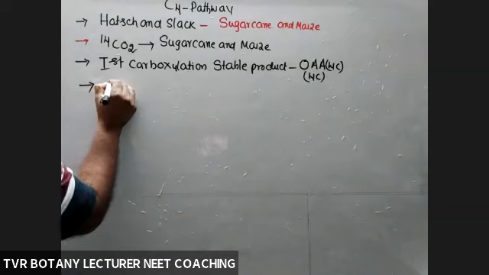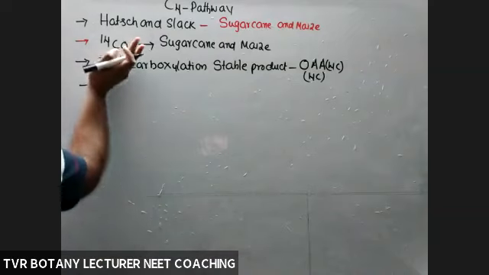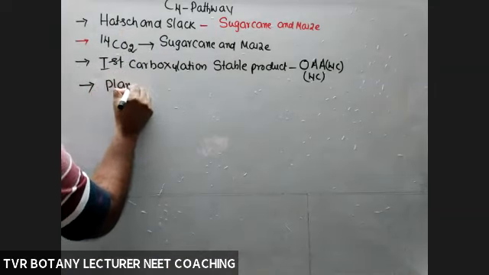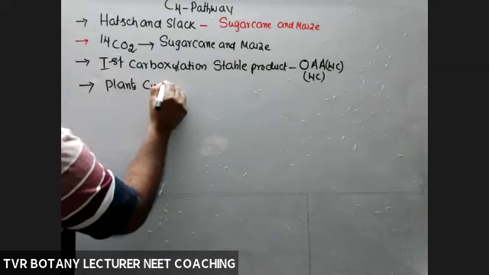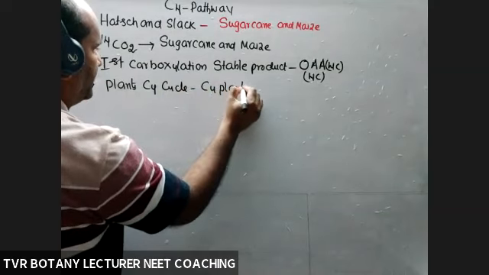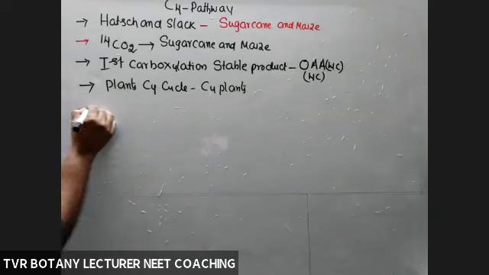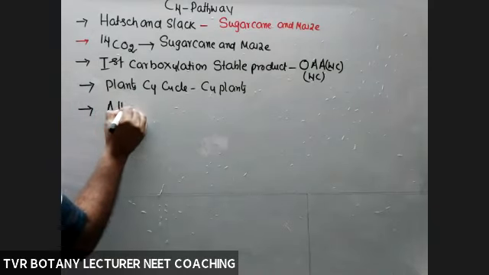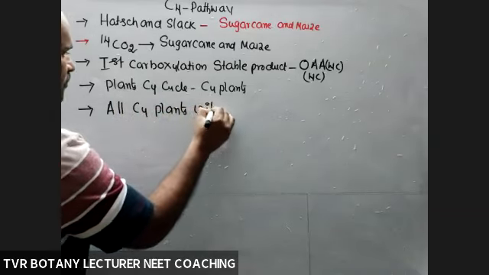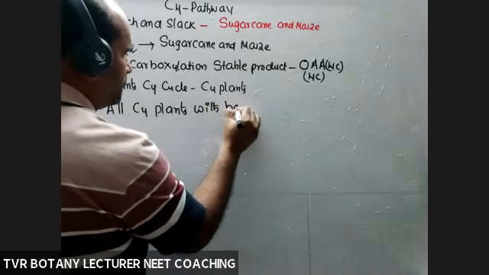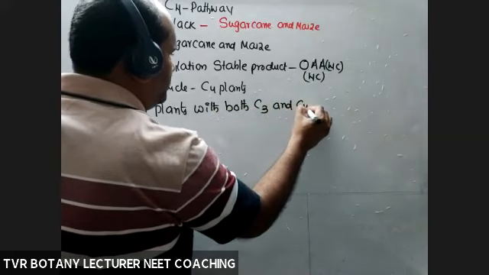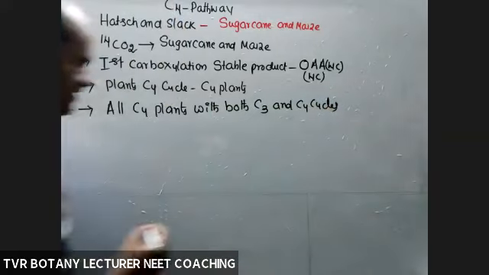So plants with the C4 cycle, it's a cyclic pathway, are called C4 plants. And a very interesting thing is that in all C4 plants, both C3 and C4 cycles are present.